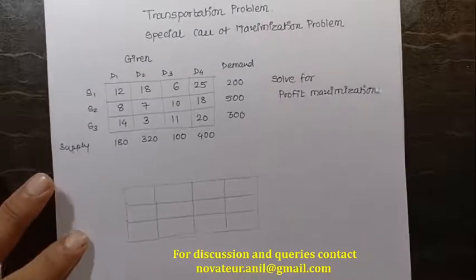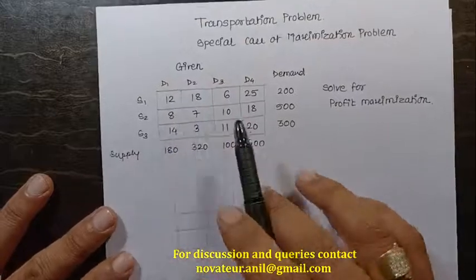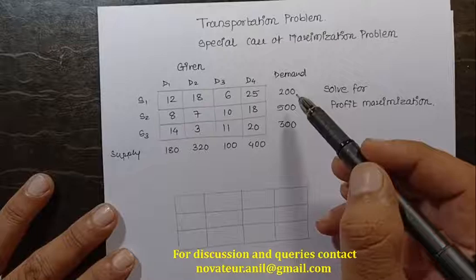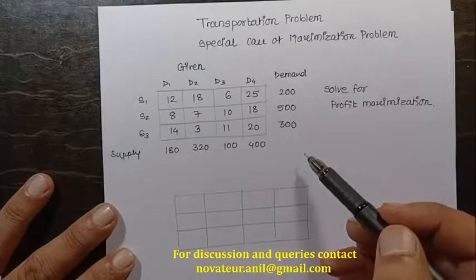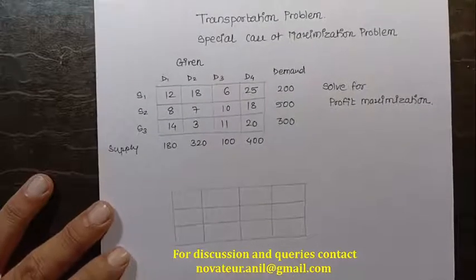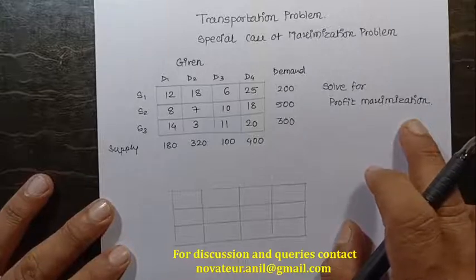D1, D2, D3 and D4 are nothing but the salespeople who have a good record of selling a particular product, say S1, S2, S3, and this might be their demand of that particular product, and this could be the sales achievement of that particular salesperson. So here we need to solve it for profit maximization.